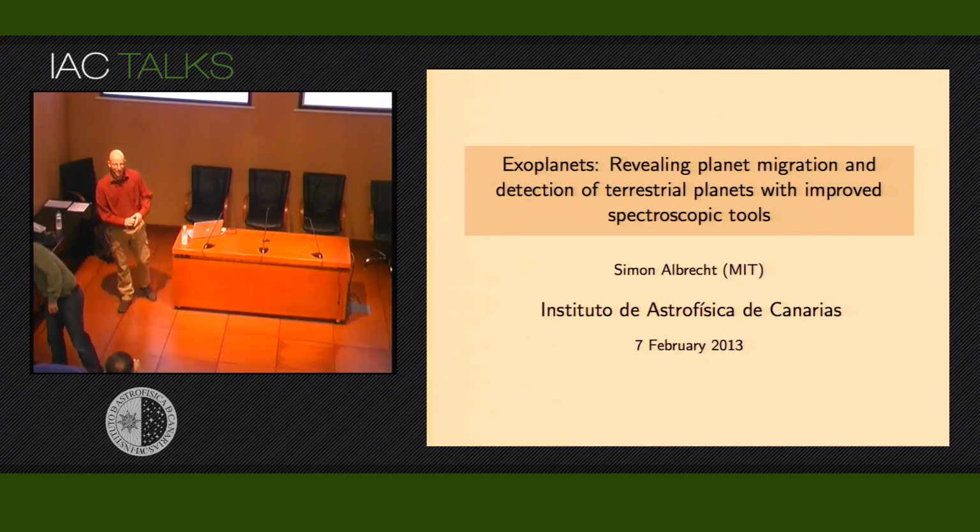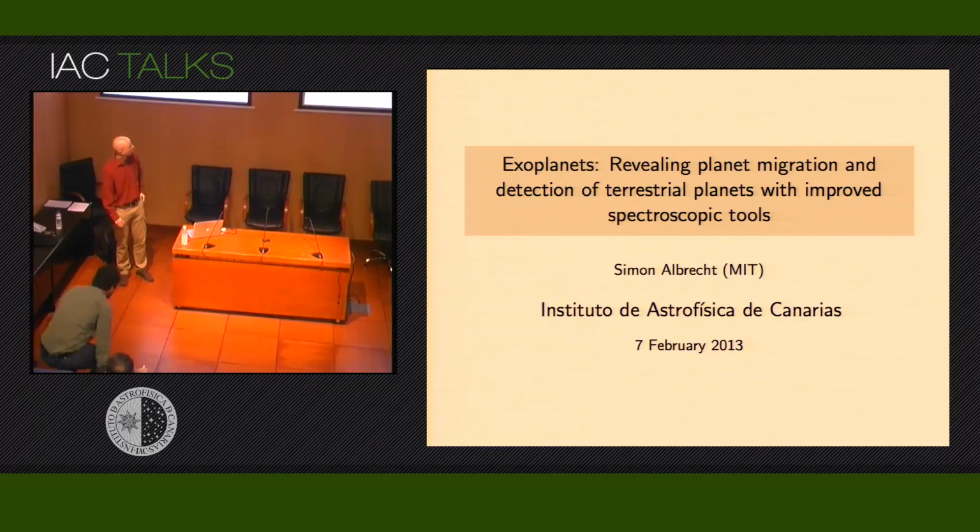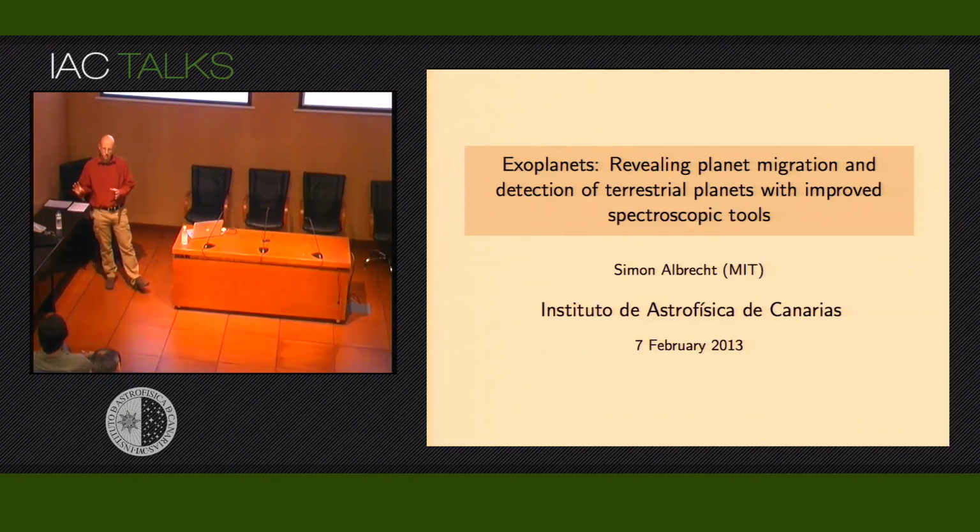Okay, thanks, Manu. Thanks for the invitation. I would like to talk today about extrasolar planets, or exoplanets for short. In particular, I would like to address two subjects which I think are important. The first is formation, or in particular, the migration of gas giants. How do they move inward, close to their star, where we find them? And the second one is, how do we detect smaller, more terrestrial-like planets with radial velocity?